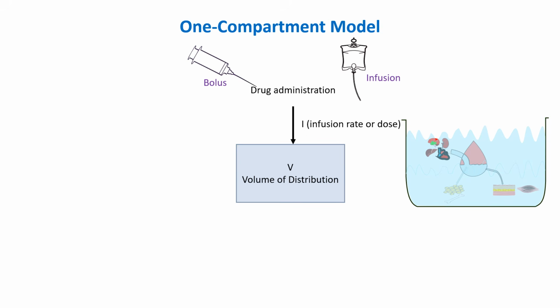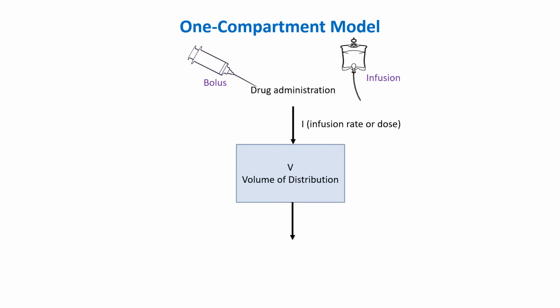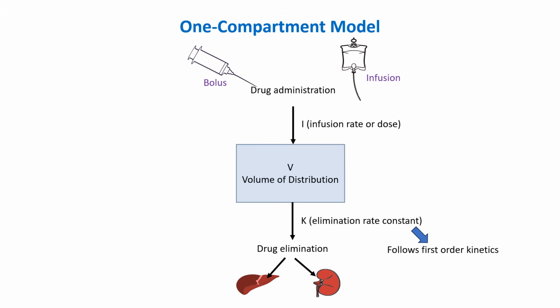The compartment, in other words, represents the volume of distribution. Finally, the drug leaves the body at a constant rate, typically through the process of metabolism or excretion. This elimination follows first-order kinetics, meaning the rate of elimination is proportional to the drug's concentration in the compartment.